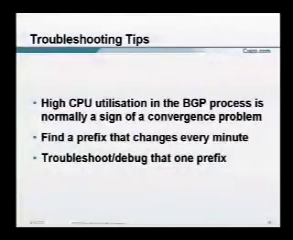Okay, so that's the general summary. High CPU utilization in the BGP process is usually a convergence problem. Find a prefix that is changing a lot. Do a show on that particular prefix, and if it's changing a lot, like last update was within a minute or two, try and troubleshoot or do debugging on that particular prefix. Find out what it's doing, what's happening to it.